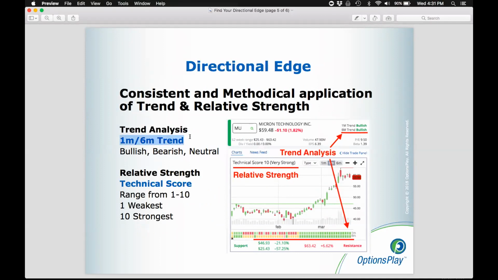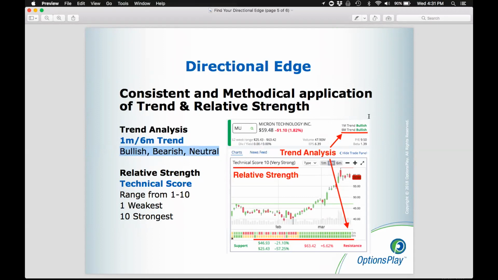My point here is that it doesn't matter which trend indicators you use. The important piece is to use the same ones over and over again. So not constantly changing from moving averages today to trend lines tomorrow to a different technique the next day. You want to use the same technique, and that's what we allow you to do. We provide the 1 month and 6 month trend. We'll tell you whether a stock is in a bullish, bearish, or neutral phase.